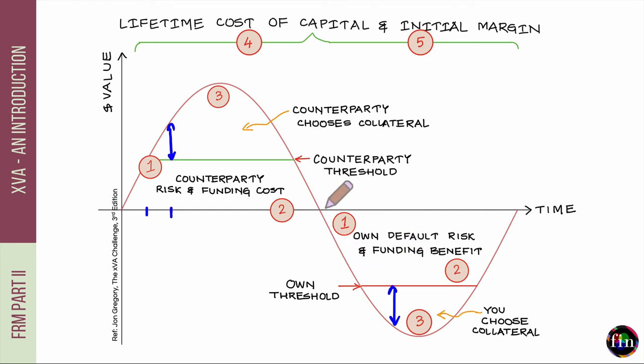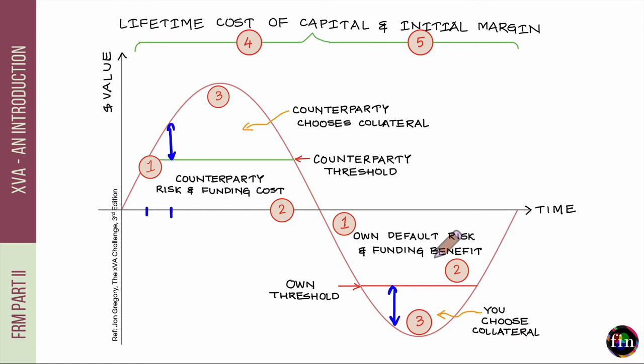Now, if I focus on this uncollateralized portion, and I myself were to default, then although I owe a certain amount to my counterparty, it will only be able to extract a fraction of this amount. Because I am not paying my counterparty in full, I stand to gain from my own default. So this is a benefit associated with my own default risk. Let's place this benefit again in heading number 1, the same heading in which we placed the cost associated with counterparty risk.